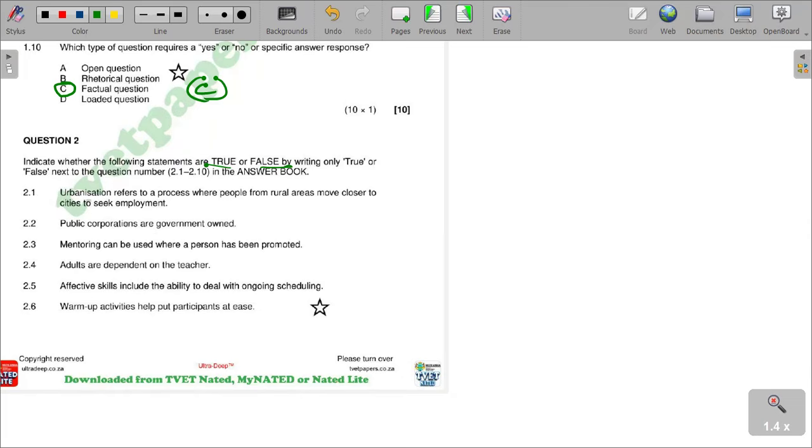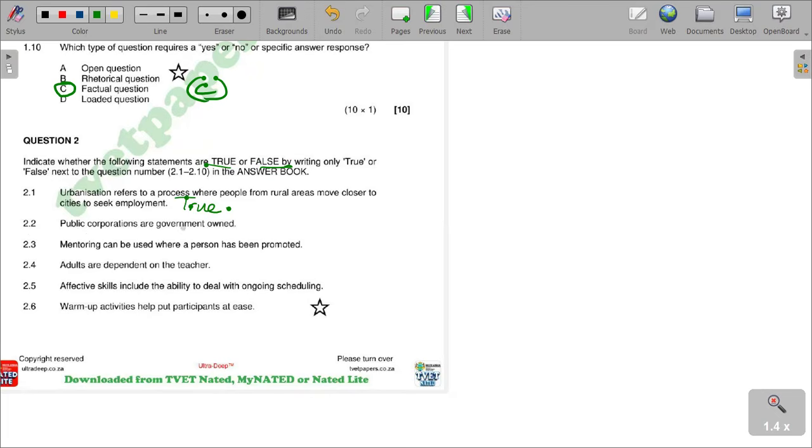2.1. Urbanization refers to a process where people from rural areas move closer to cities to seek employment. When people from the rural areas are moving into the cities to seek employment, we call it urbanization. That's a true statement. Right. Let's go to 2.2.